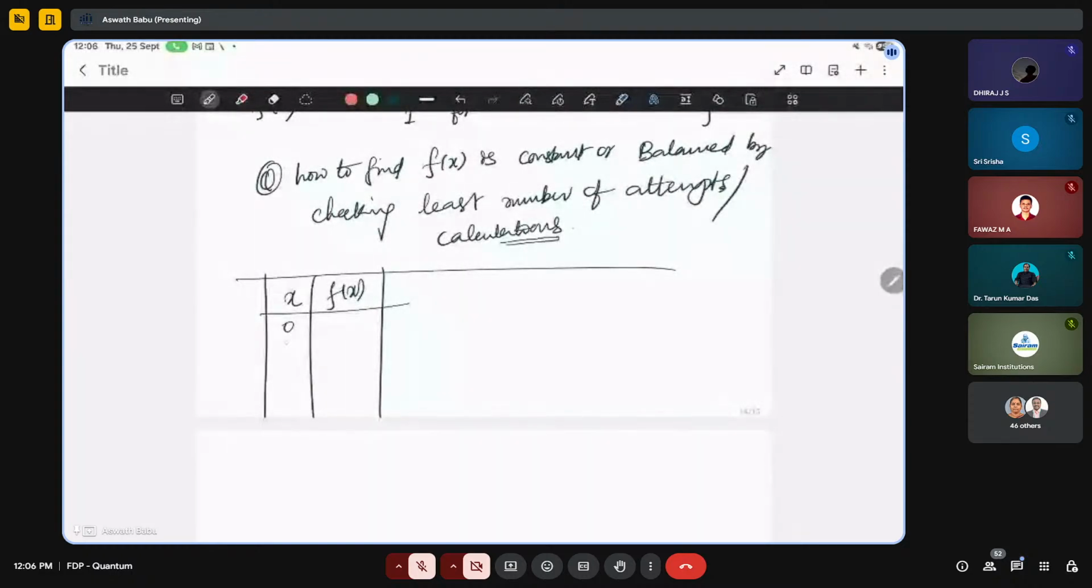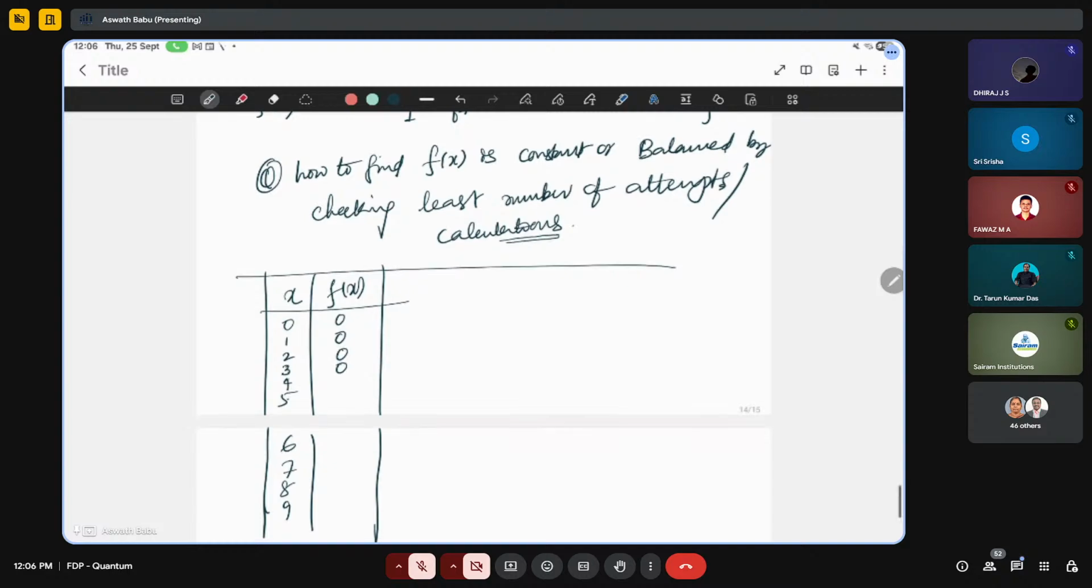I'll feed x values 0, 1, 2, 3, and so on, and find out what is f of x. Let's say I have 10 values. So for the first input, it gives you 0. Second input, 0, 0, 0. For the 4 values, it has given 0. So I still don't know if it is 0 or 1. So again, it gives you 0. Okay, means I still don't know.